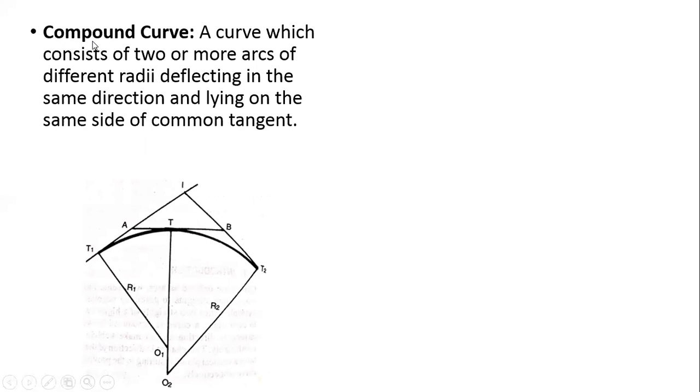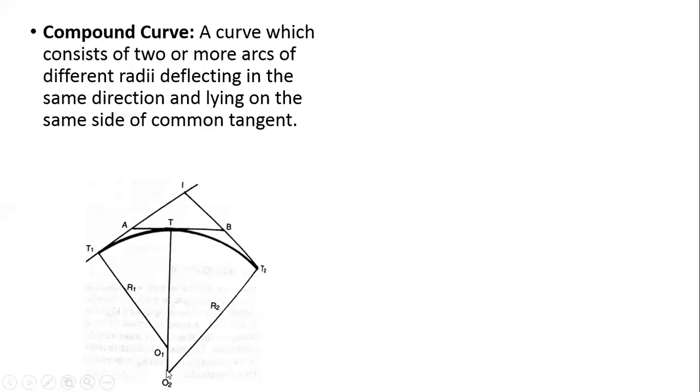Now the second one is your compound curve. Compound, as the name suggests, means it consists of two or more arcs of different radii deflecting in the same direction and lying on the same side of the common tangent. Suppose this is my one straight road and this is my another straight road, and we have one arc from here to here having a radius r1, and this is my another arc having the radius r2. This is the center of the first arc, that is O1, and this is the center of the second arc, that is O2.